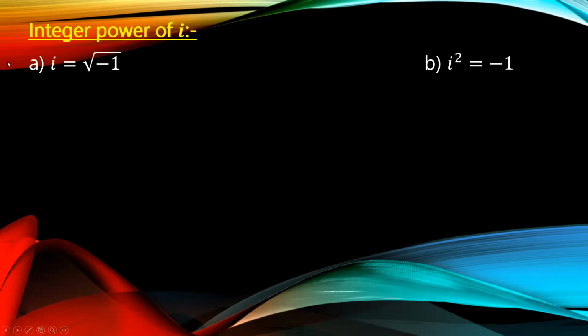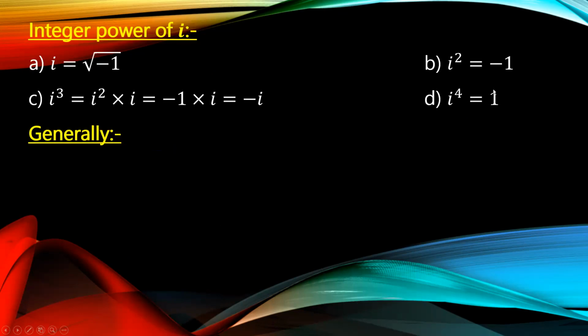Integer powers of i. If i is root -1, then i^2 = -1, and i^3 = i^2 times i, which is -1 times i, equals -i. i^4 equals 1. Again, i equals the square root of -1, i^2 equals -1, i^3 = -i, i^4 equals 1, and so on. I can keep it: i^4n equals 1. Here, this is a rule: i^4n equals 1.